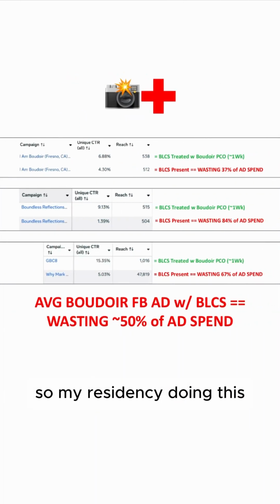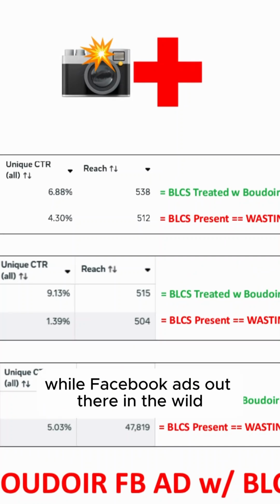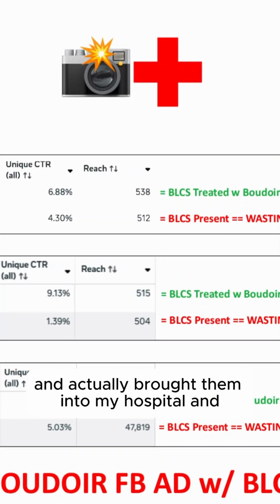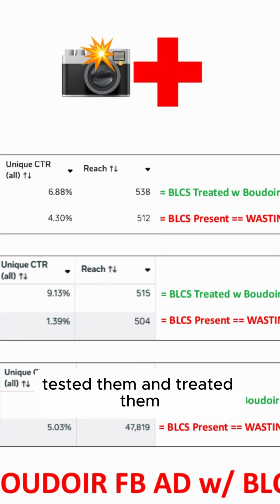So in my residency doing this, I found some Boudoir Facebook ads out there in the wild, and actually brought them into my hospital and tested them and treated them.